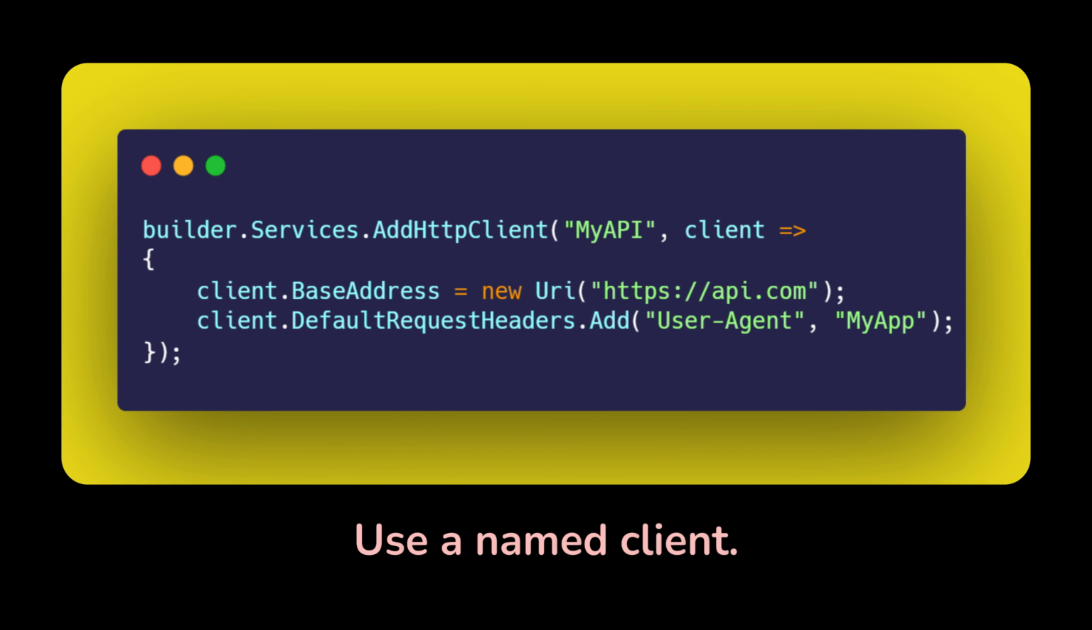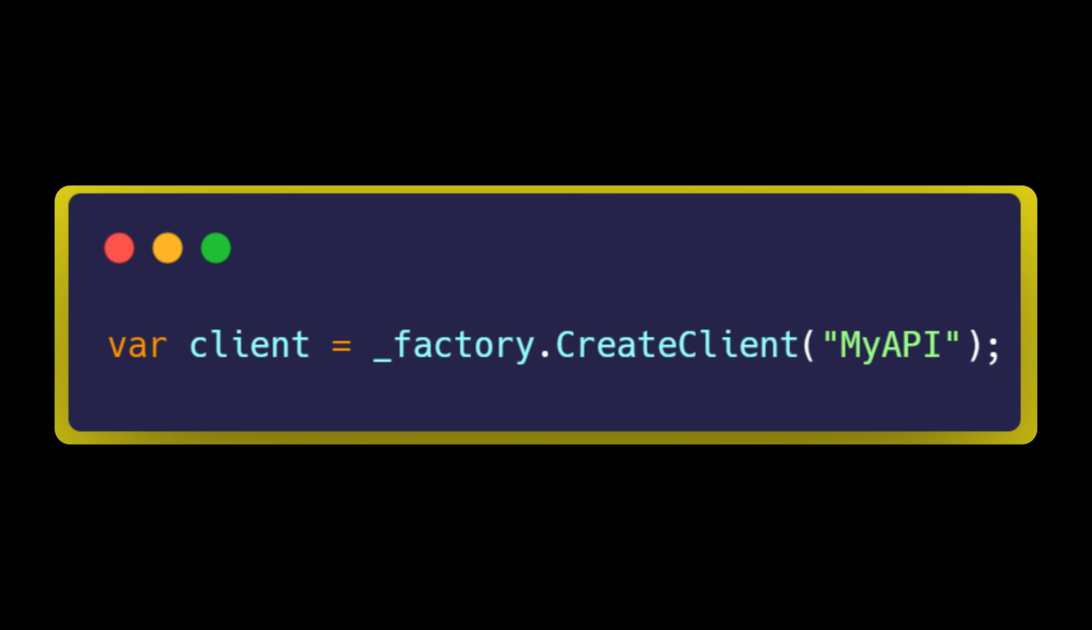Do you also want to set up a base address or headers? To do this, use a named client. Here's a quick snippet. Follow this. Just call like this where client equals _factory.CreateClient. Under this method, pass your API.